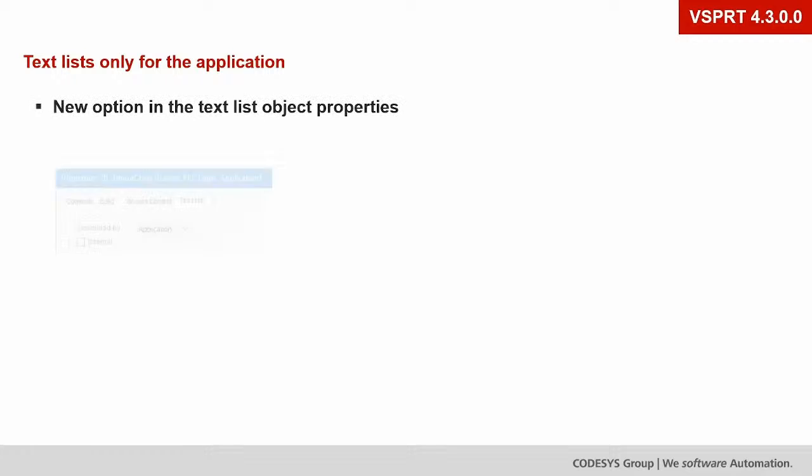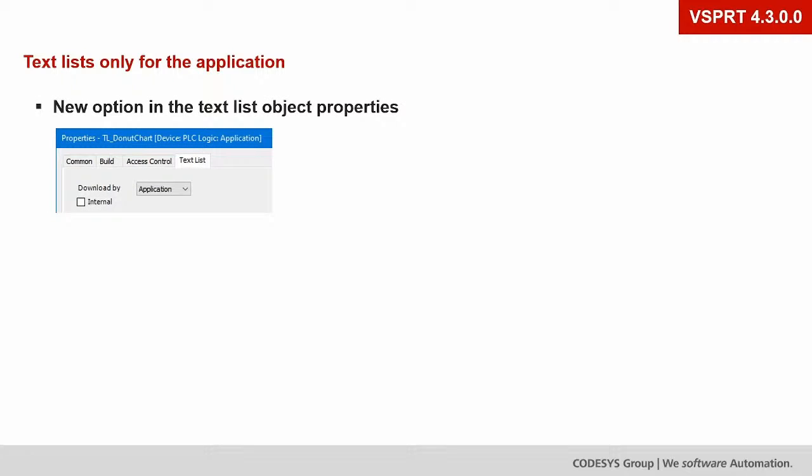The second topic deals with an extension in the CODESYS visualization support add-on. The text list can now also be used purely in the application. Previously, this was only possible if a visualization was also included in the project. To do this, you can select the Download by Application option on the Text List tab of a text list object in the Object Properties. This is also the new default when a text list is created.